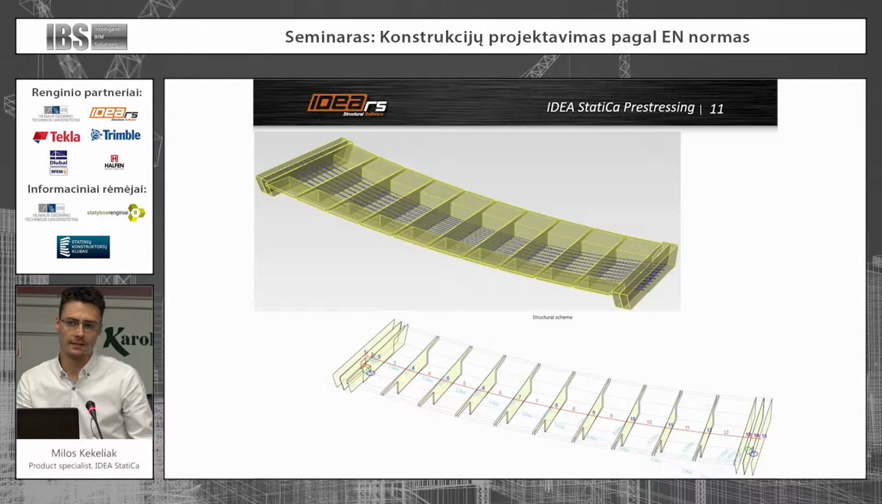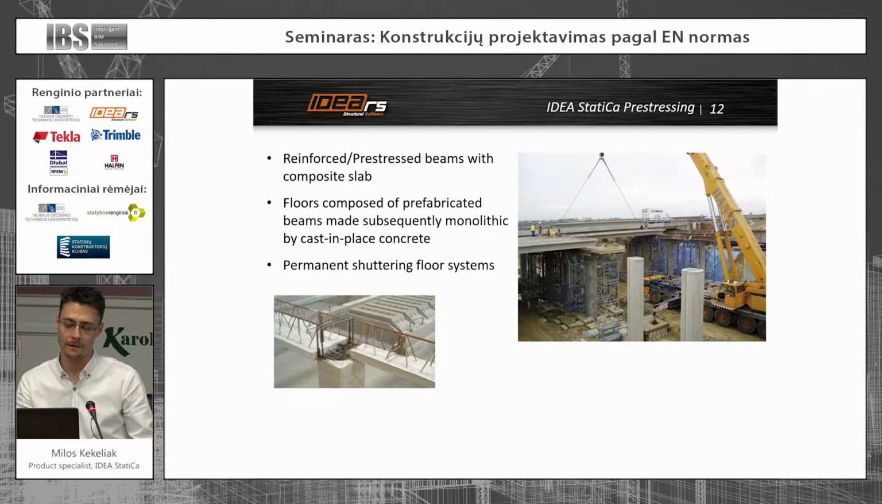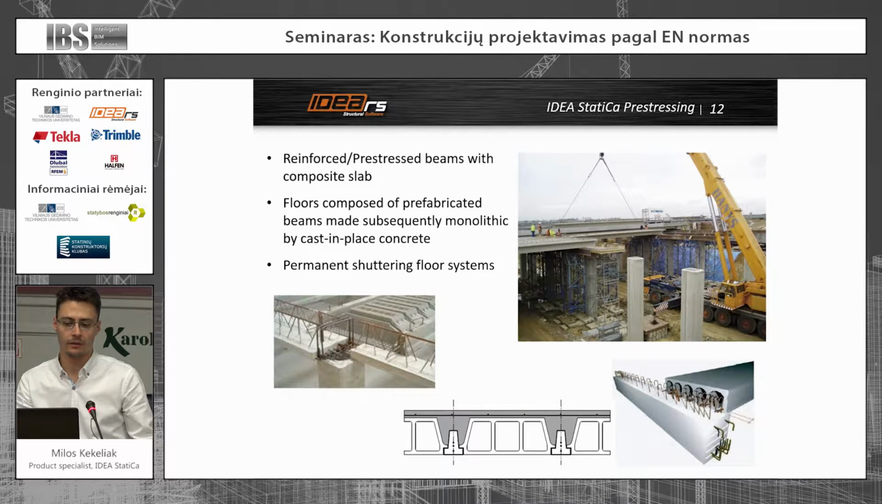This is the example of a bridge cast in situ into false work. We can design such structures that are just reinforced, or they can be pre-stressed by tendons. This kind of structure is composed of two main components, a reinforced or pre-stressed beam, and subsequently the structure is made monolithic by casting of a composite slab. Such structures can be used for bridges as well as for garages or residential buildings.